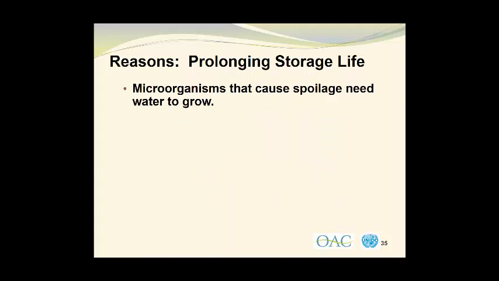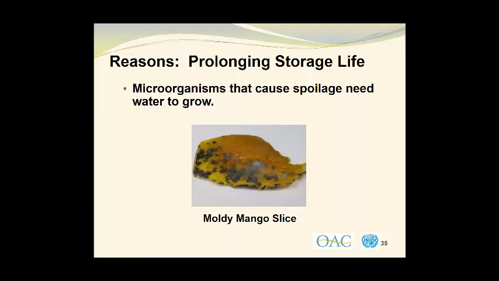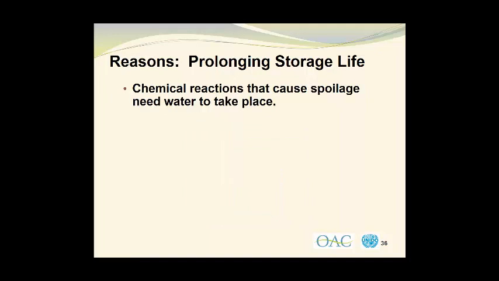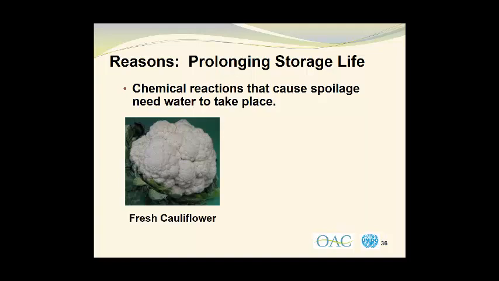Microorganisms that cause spoilage need water to grow. Here we see a photograph of a moldy mango slice. Chemical reactions that cause spoilage also need water to take place. An example of chemical spoilage can be seen in the case of a cauliflower.